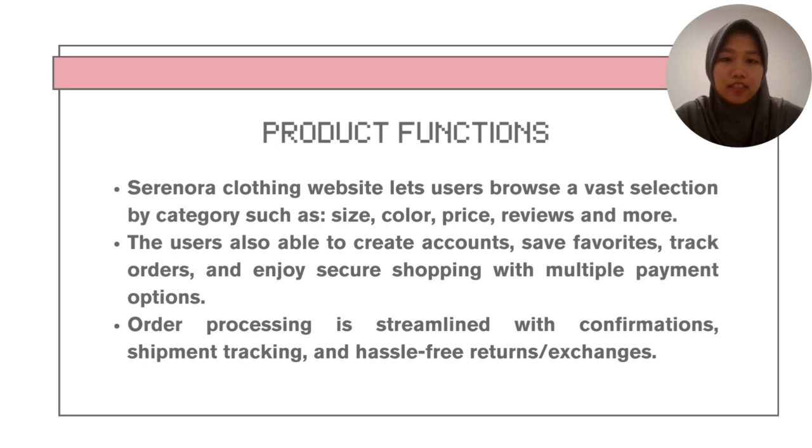For the product functions, the Serenora clothing website lets users browse a vast selection by category, such as size, color, price, reviews, and more. The user is also able to create accounts, save favorites to their cart, track orders, and enjoy secure shopping with multiple payment options. Order processing is streamlined with confirmations, shipment tracking, and hassle-free returns or exchanges.